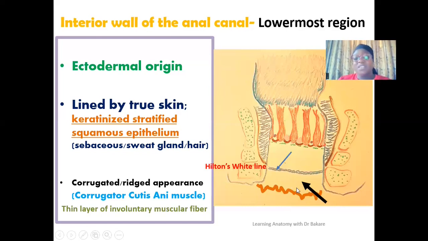Just a bit on the corrugator cutis ani muscle. This muscle is formed from fibers of the external longitudinal layer of the gastrointestinal tract. We know that the gastrointestinal tract is lined by the inner circular layer and the outer longitudinal layer. The outer longitudinal layer of the gastrointestinal tract is seen to send its fibers to the lowermost region of the anal canal.